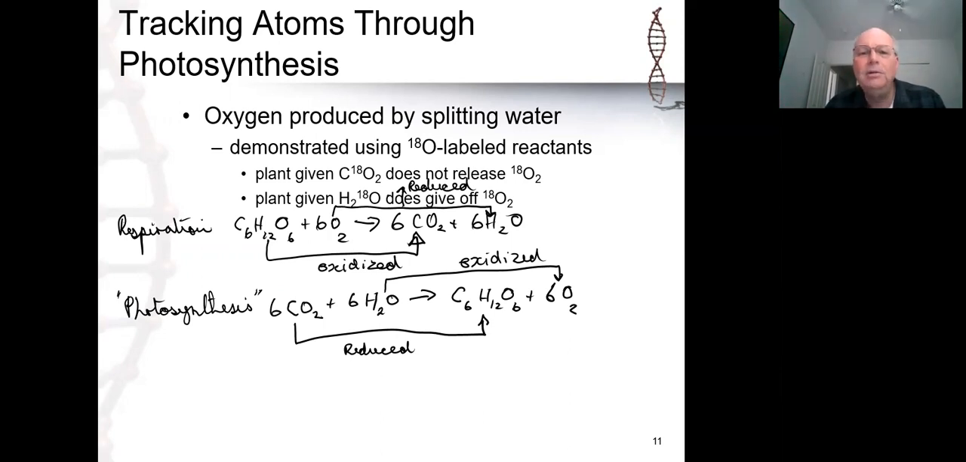The problem is that if you provide carbon dioxide containing an alternate isotope of oxygen, because it turns out that oxygen comes in two isotopes, oxygen-16, which is the most common form, and oxygen-18, which is a slightly heavier form. It's got two extra neutrons in the nucleus. If you provide carbon dioxide that contains oxygen-18, that oxygen-18 does not come out as the oxygen gas. The only time the oxygen-18 comes out as oxygen gas is if you provide the oxygen-18 in water. And what that tells us is that the isotope, and I'm going to put this in red, because it's kind of important.